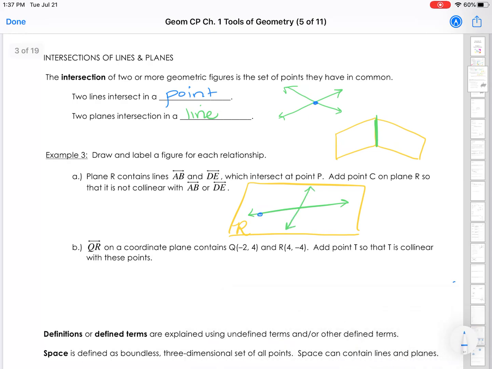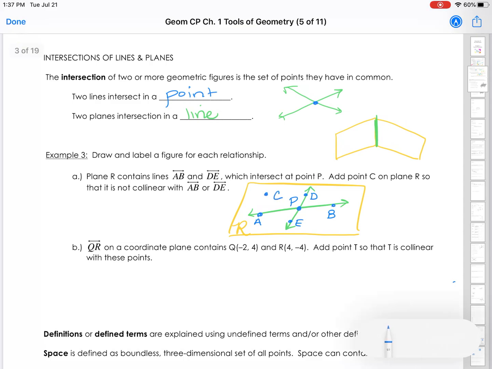Okay, and let's put some points on them to label. So this is line AB. This is line DE. And they intersect at point P. And then it says add point C so that it is not collinear with either of those lines. So just anywhere where it's not going to touch one of the green lines.